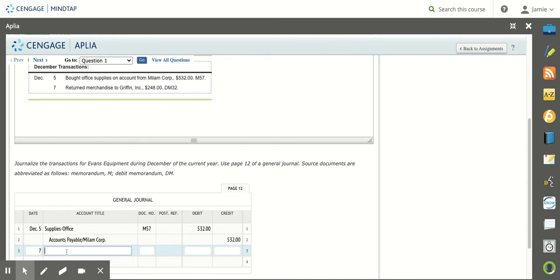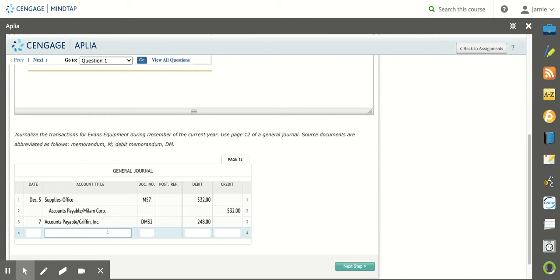On the 7th, we return merchandise to Griffin Inc., $248, DM32. So we'll get that document number in there, debit memorandum 32. Return merchandise to Griffin Inc. So we want to decrease the amount that we owe them. So we have accounts payable / Griffin Inc. And we're going to decrease that with a debit. Liabilities increase with a credit. So we'll decrease them with a debit for $248.